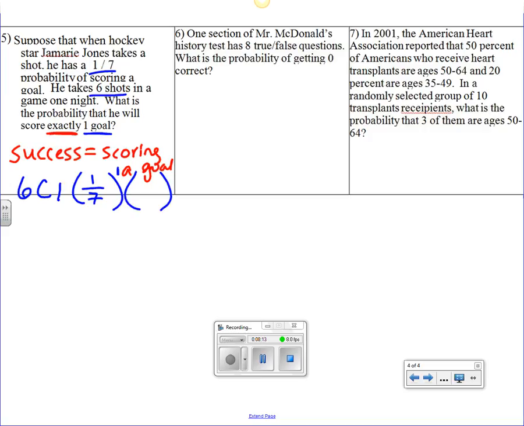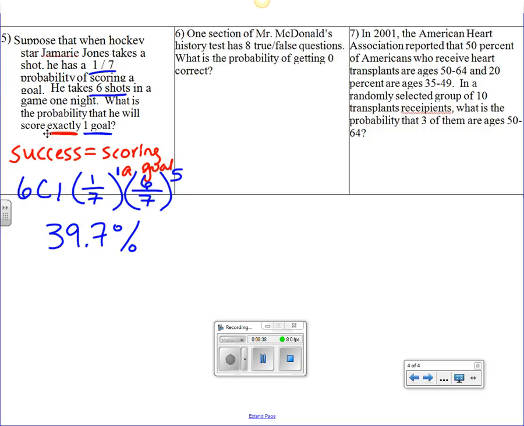Now, if the probability of him making a shot is 1 out of 7, what's the probability of him missing? That would be 6 out of 7. It's the leftover. So if he's taken 6 shots and he makes 1, that means he misses 5 of them. So you type that in your calculator and you get 39.7%. Okay. All right, number 6.